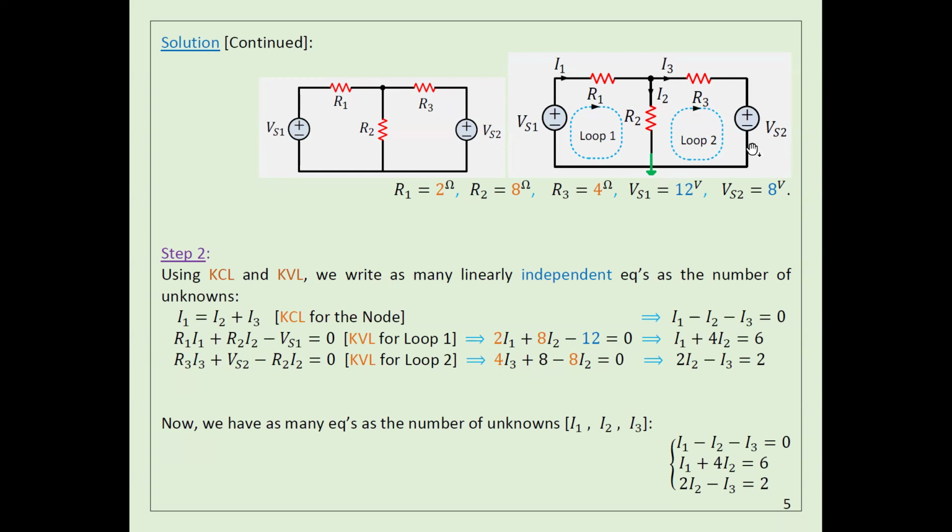Same thing, I'm going to do it again here. We have a drop here, which is I3 times R3. We have a drop here, which is I2 times R2. We have a drop here, which is VS2. The summation is equal to 0. But now look at the sign. Which one is positive, which one is negative?